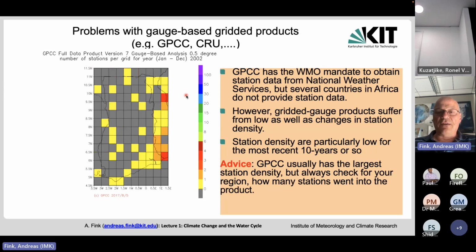And so you have to be aware that these gridded rainfall products based on stations suffer in regions where we have a very poor station density. So you have to check such products, actually, how many stations enter them, to be more confident of what you are using.